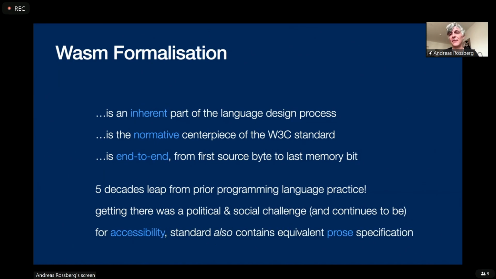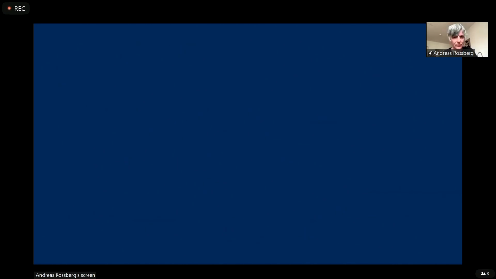At the same time, we're still far away from a future where you could just formalize a language and that's your standard. The standard needs to be accessible to people, and most people, even experienced engineers and compiler engineers, are unfortunately not educated to read even the simplest formal methods formulation. So for accessibility, the standard also has to contain equivalent English prose. So it has this redundancy, that it has both a formalization and a prose specification.